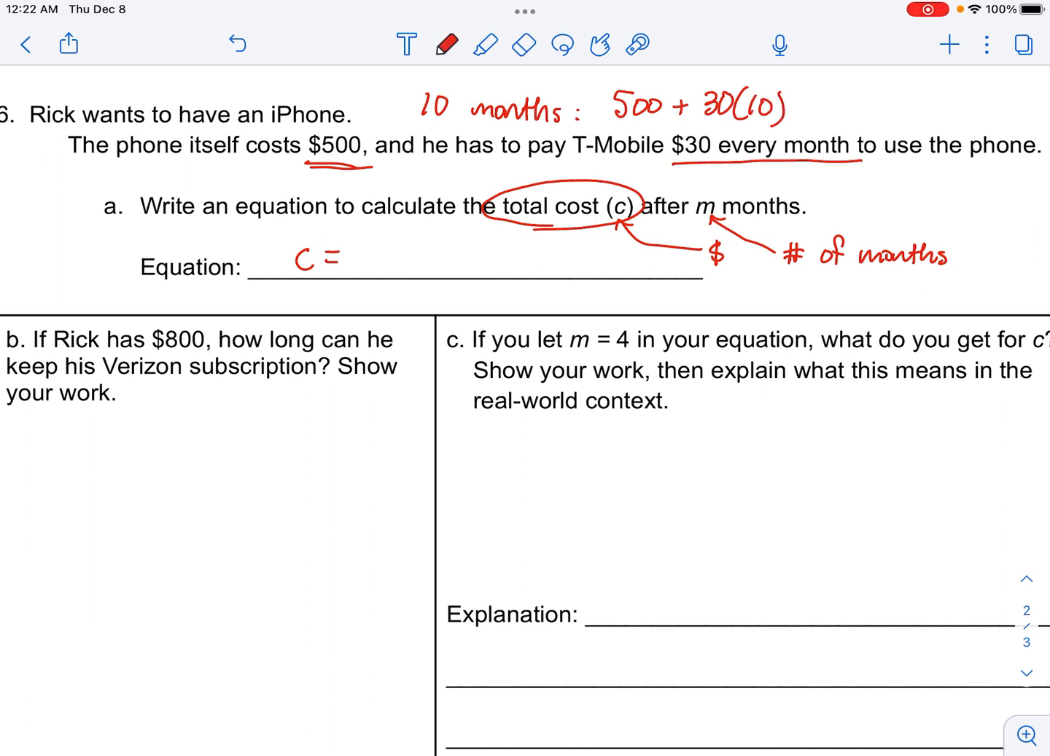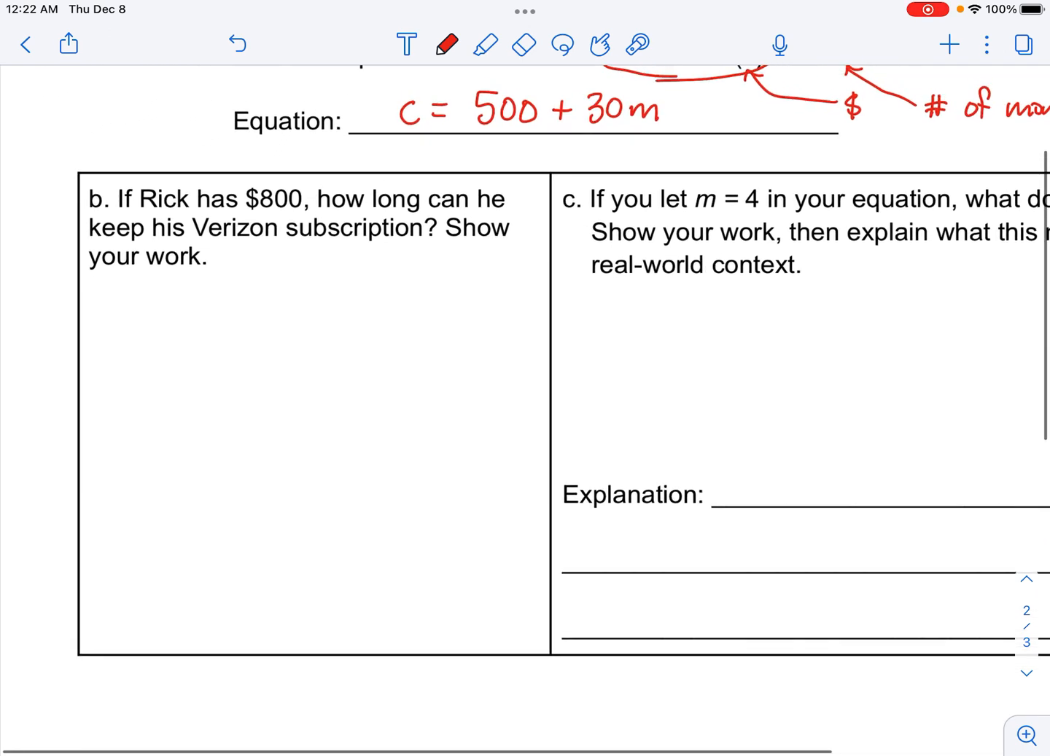So you get to see this little pattern evolving. The total cost is $500 for the phone itself, plus $30 times the number of months that have gone by. Because every month he has to pay $30. Okay, that's our equation.